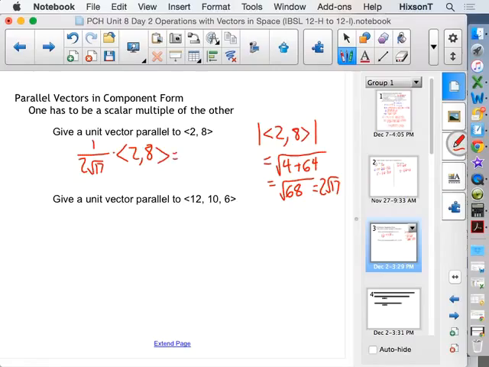Alright, so we have 2 over 2 root 17, which the 2's cancel out, and that's just root 17 over 17 when I rationalize it. And then we have 8 over 2 root 17. 8 over 2 is 4, and then you rationalize, so it's 4 root 17 over 17.